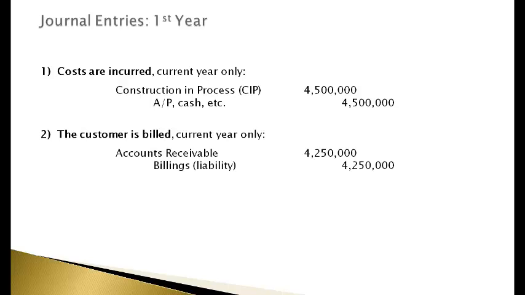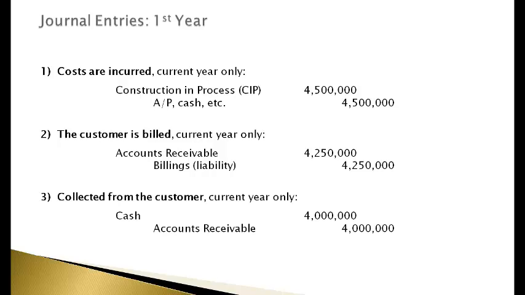The second entry records billings to the customer. The customer owes the company for work billed at this point, and the company owes the customer the work that was billed up to this point. The third entry records cash collected from the customer after billing the customer. This is only an exchange of one asset for another.